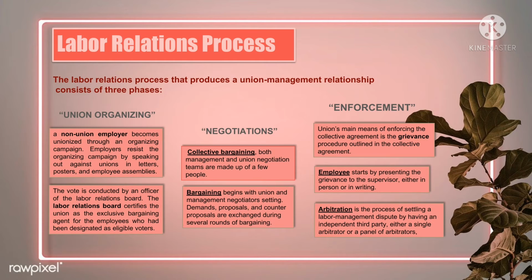Phase 3. Enforcement. The union's main means of enforcing the collective agreement is the grievance procedure outlined in the collective agreement. A grievance is a formal complaint by an employee or the union that management has violated some part of the contract. Under a typical contract, the employee starts by presenting the grievance to the supervisor, either in person or in writing. If the problem cannot be solved at this point, the grievance is put in writing.